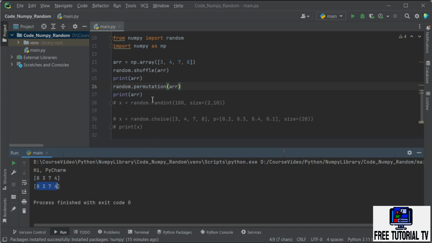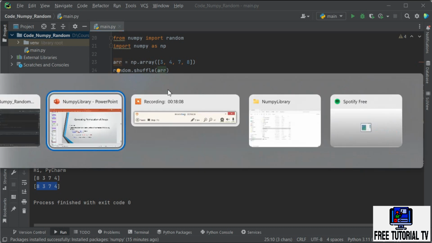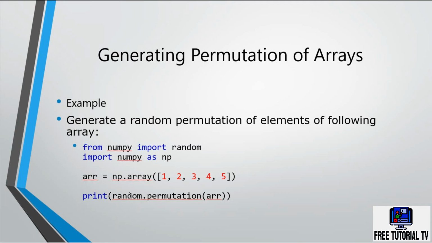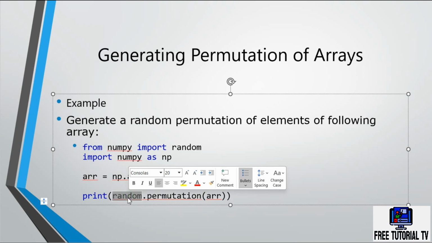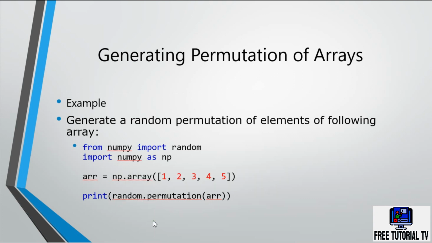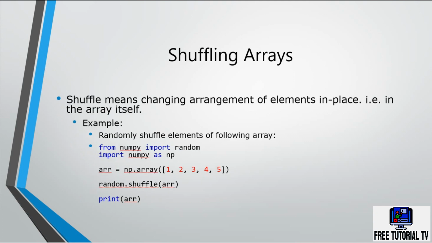Here we first shuffle, and from the shuffle I use permutation. Now the same thing you can do with random.permutation or random.shuffle, and the output remains the same.